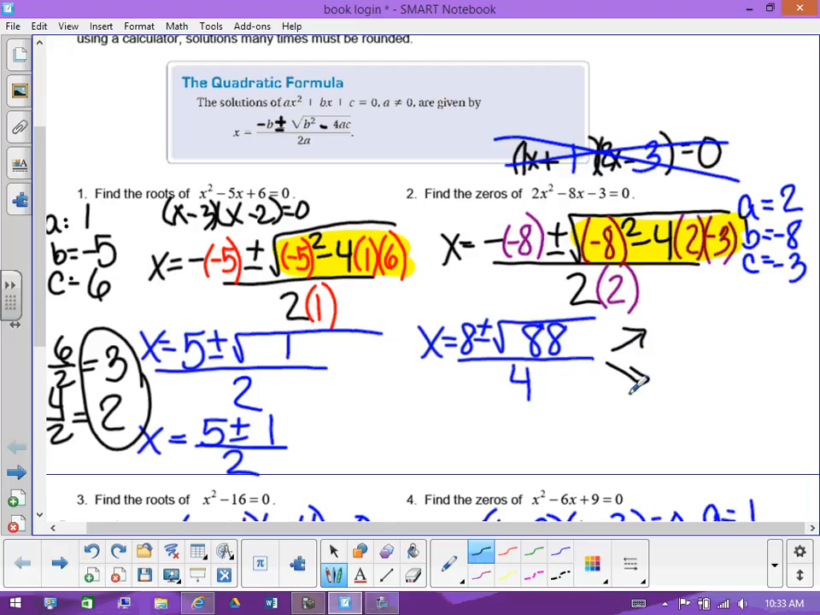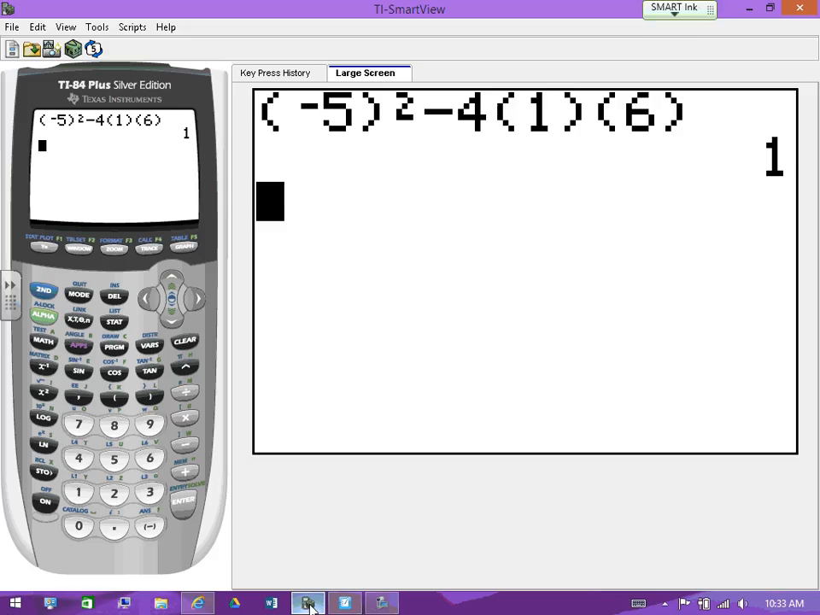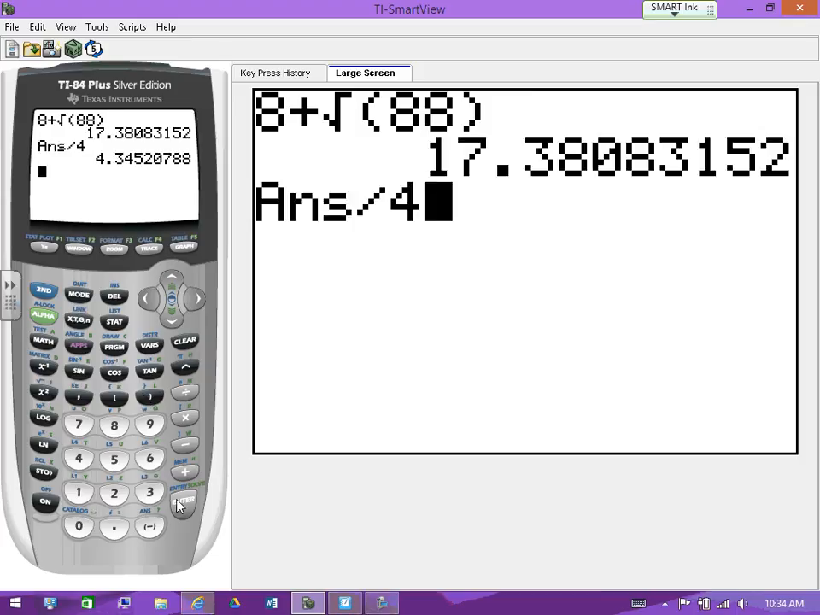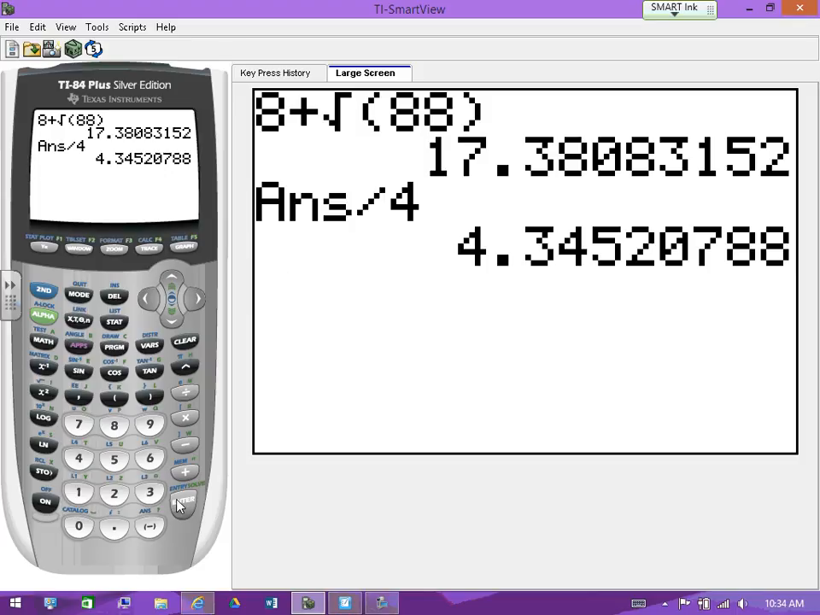So let's go to our calculator. Let's put this in and see what you get. You cannot put this in an entire row because it doesn't do the order of operations correctly. Put this in, press enter, then divide by 4. Everybody make sure you can get that. Put that in your calculator.